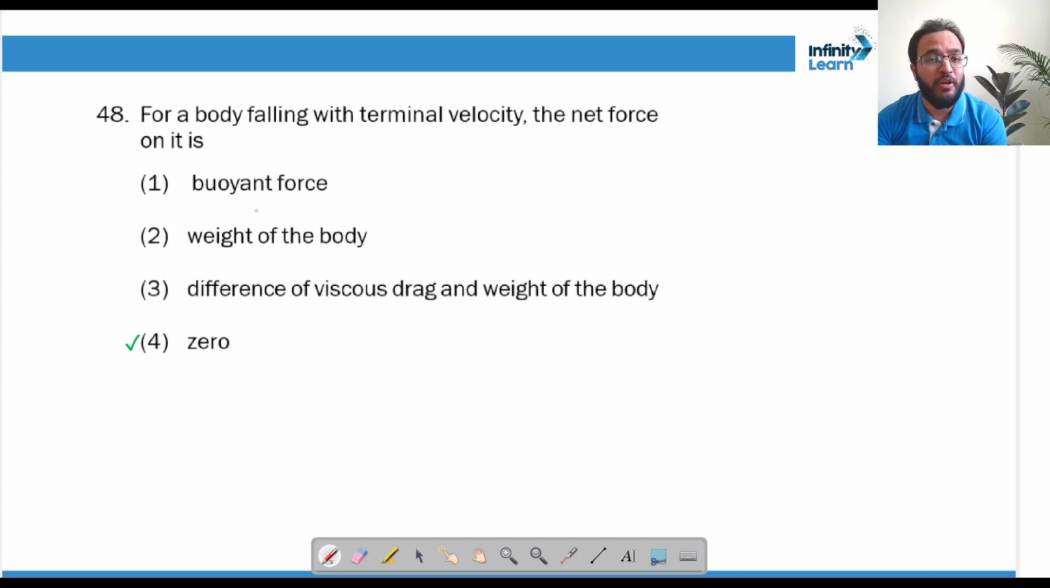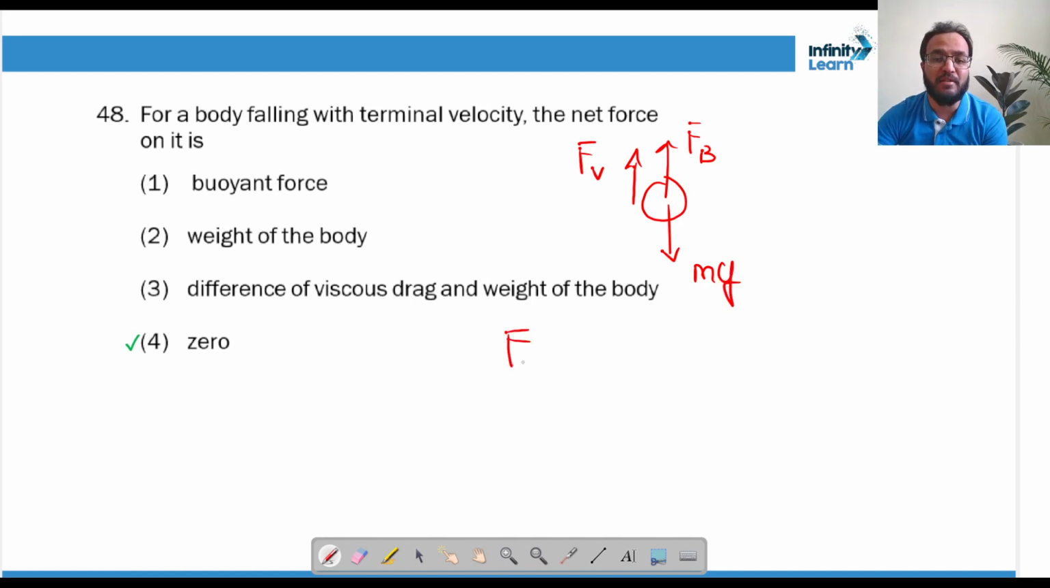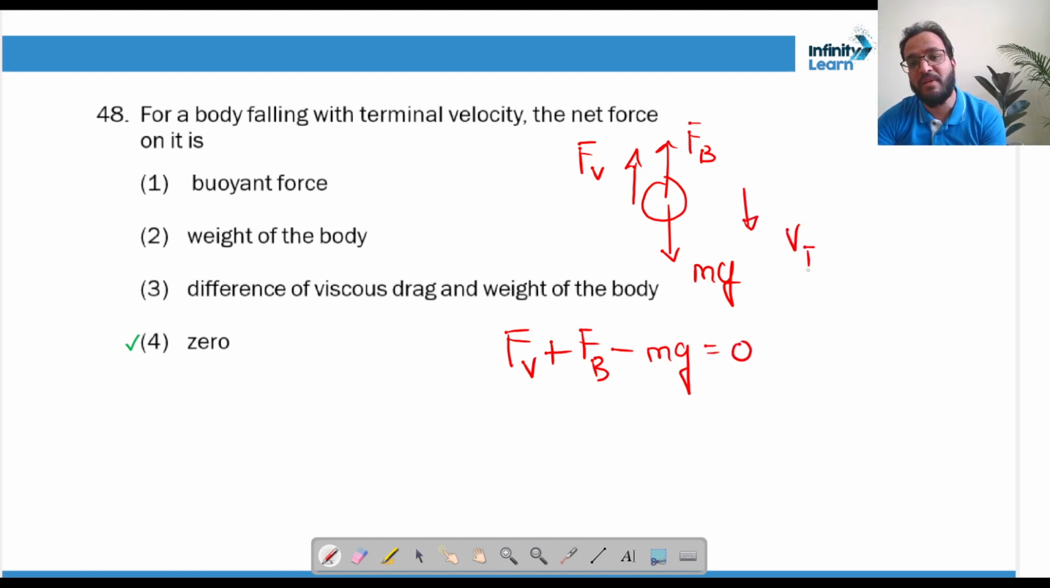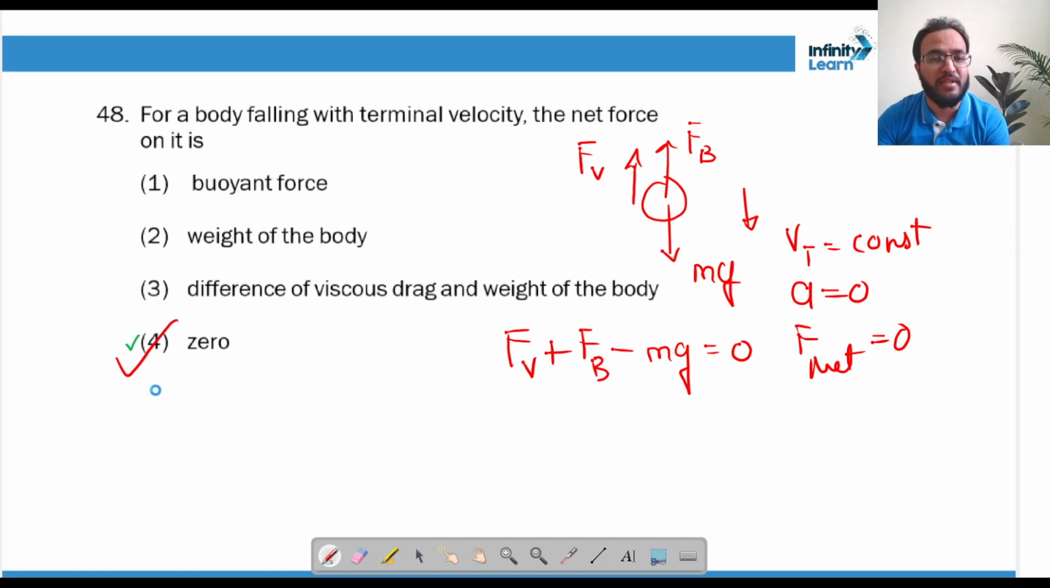Okay, for a body falling with terminal velocity, the net force is obviously, if it is falling with terminal velocity, that means buoyancy force, viscous force, and gravitational force. All the forces are balanced. That is why it is falling with a constant velocity. Now, terminal velocity is constant. And if velocity is constant means acceleration is zero. Acceleration is zero means net force is zero. And hence the net force is zero.